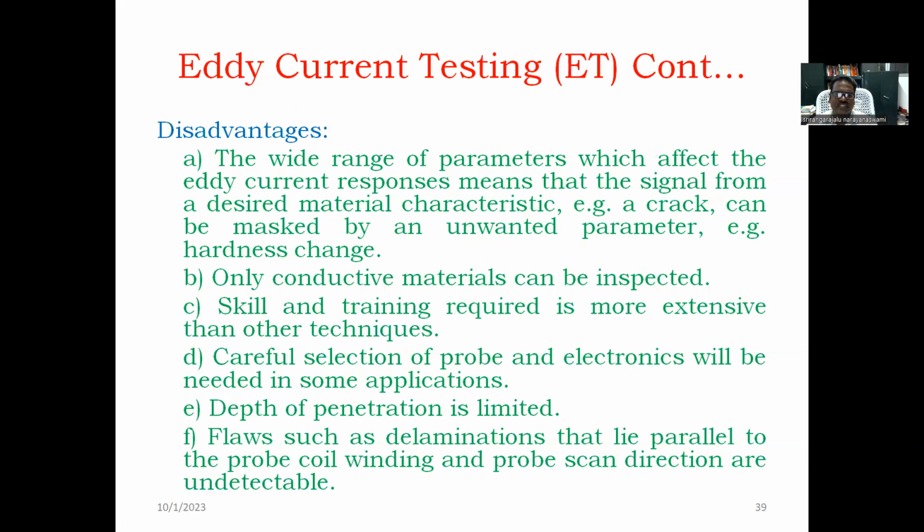Disadvantages: the wide range of parameters which affect the eddy current response means that the signal from a desired material characteristic, for example a crack, can be masked by an unwanted parameter, for example a hardness change. Only conductive materials can be inspected. Non-conductive material we cannot inspect. Skill and training required is more expensive than for other techniques.